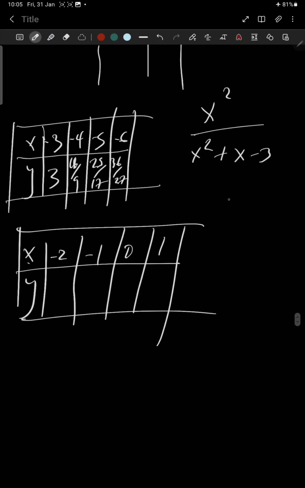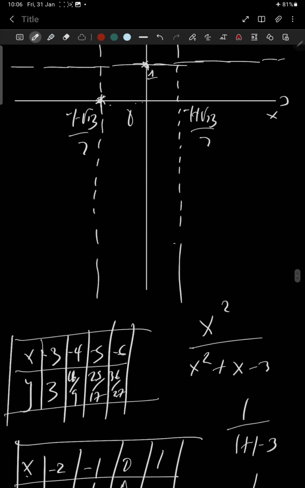So if I replace there, negative 2 squared is 4 over 4 minus 2 minus 3. So this would be 4 over 2 minus 3. This is negative 4. Then I'll pick negative 1. So this will be 1 squared, negative 1 squared is 1. This will be 1 minus 1 minus 3. So it is negative 1 over 3. I'll pick 0, and it will just be 0. I'll pick 1 over 1 plus 1 minus 3. This is 1 over negative 1.